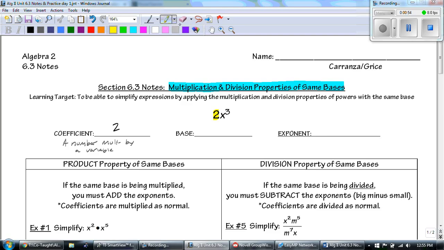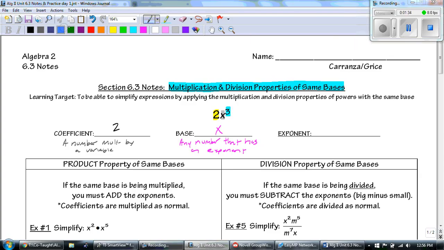Now the base is any number or variable that has an exponent. So who the exponent belongs to is the x. And then the exponent, the last thing that we're going to be talking about, is the 3.